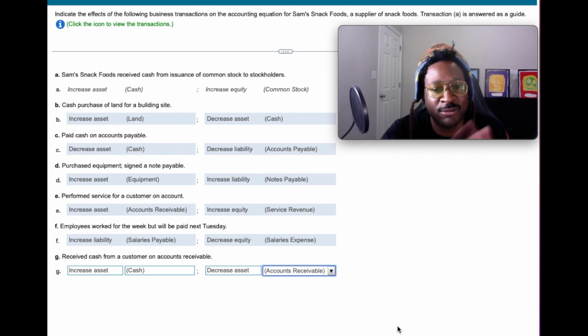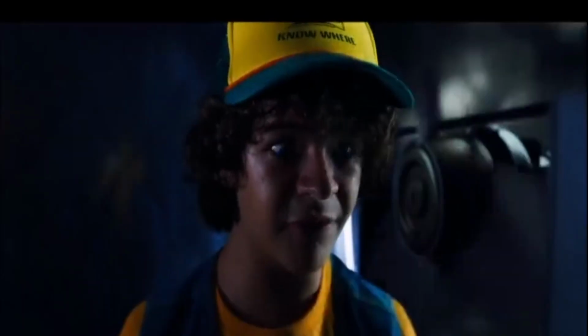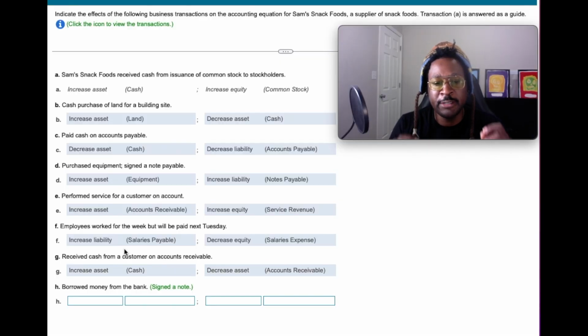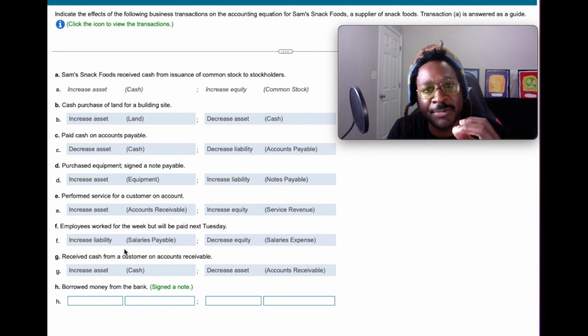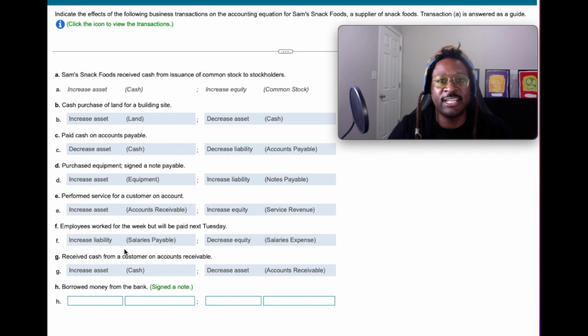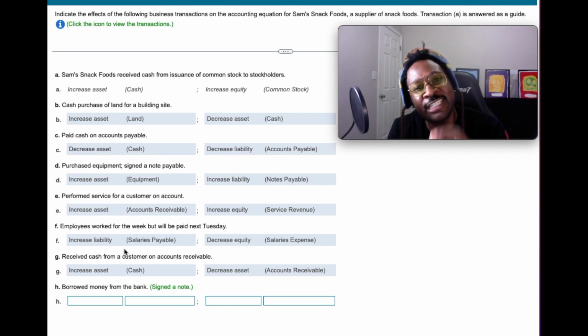I feel it through the grapevine that you guys are getting it. Makes total sense. Let's keep it going. Borrowed money from a bank, signed a note. Keywords, gang. Borrowed money, signed a note. Okay? Anytime a company borrows money, guess what? The company now what? Owes. And if the company owes, a liability has been created, thus causing the liabilities to go up in the accounting equation. Now, the other key word was signed a note.